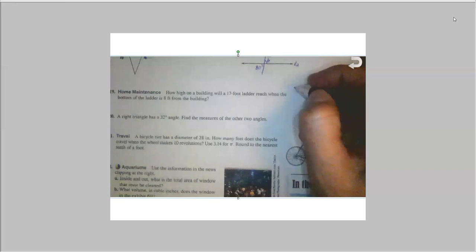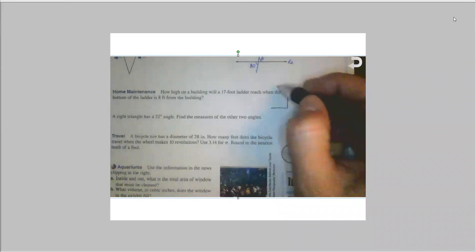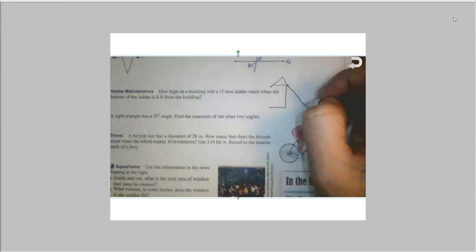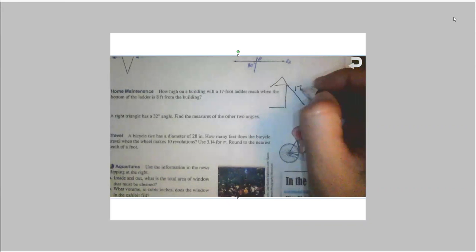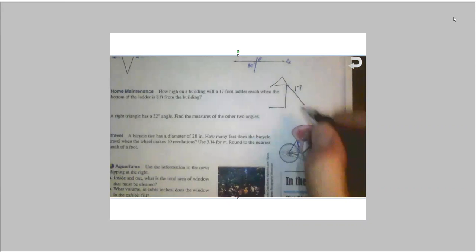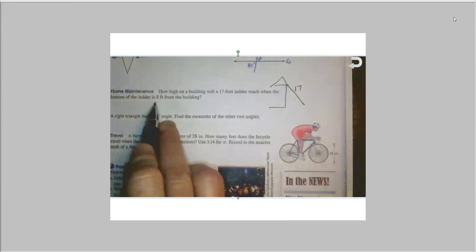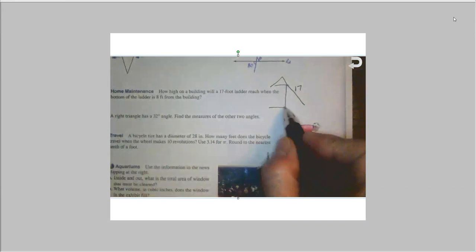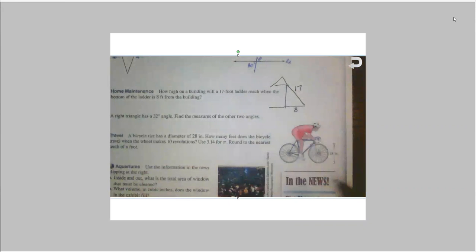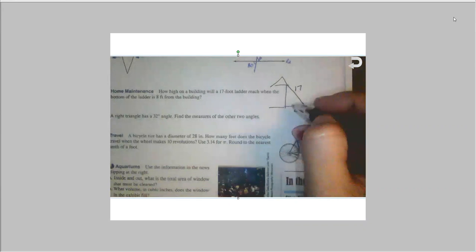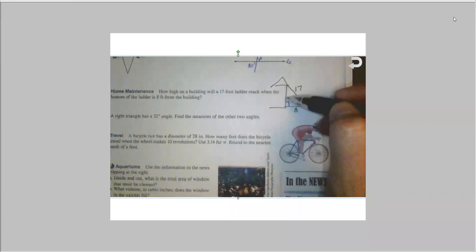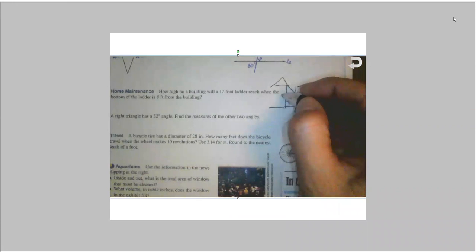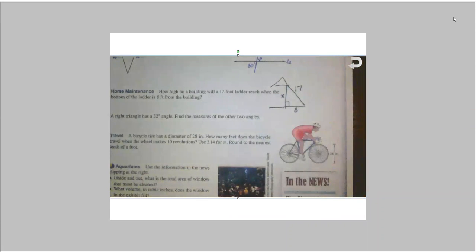Okay, so we have a building. All right, here's my building. A ladder is propped up against the side of that building. We know that the ladder is a 17-foot ladder, and we also know that the base of that ladder is 8 feet from the building. Okay, so this is what we know. Do you see that what's created right here is a right triangle? And the question is, how high up that building does the ladder go? So I'm going to put an X there for my unknown.